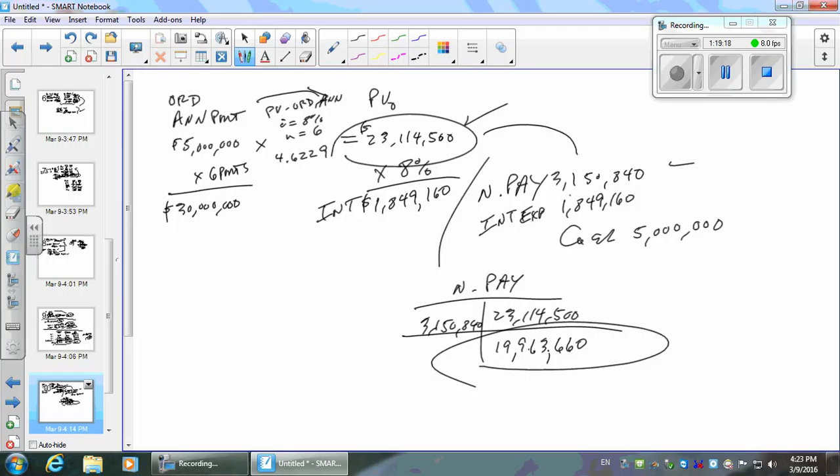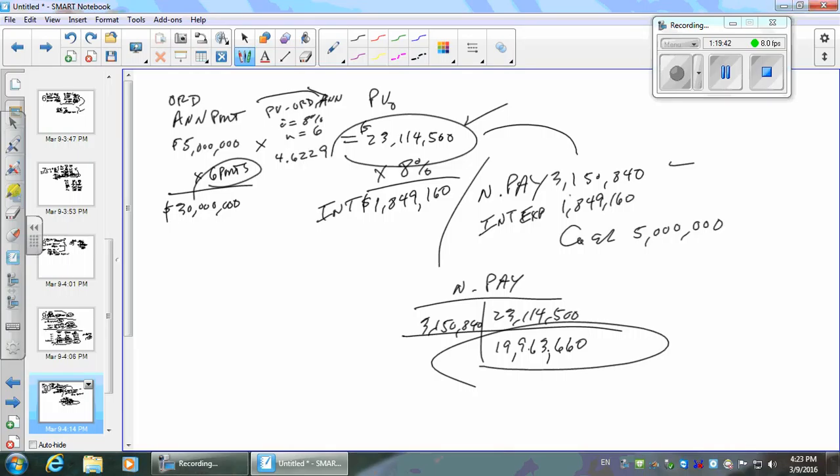Now there's another way you could do it. What you could do is say, well, I don't have 6 payments left anymore, I have 5. You could take 5 million times the present value factor at 8% for 5 periods, and you will get 19,963. So it's close, right? It's rounded. That's it.